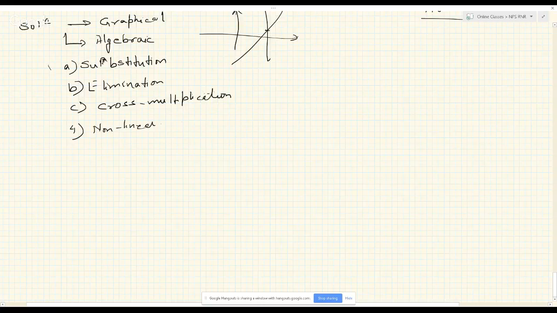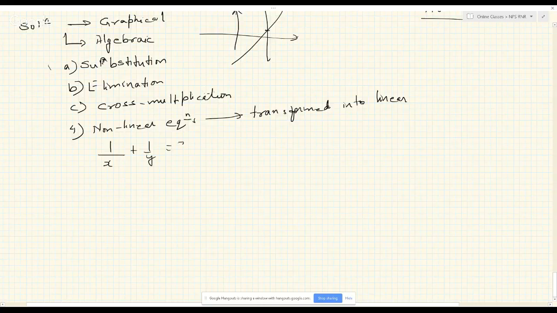Non-linear equations transformed into linear. An example was the one we just solved: 1 by x plus 1 by y is 2, and 2 upon x minus 3 upon y is equal to 7. These are non-linear equations, but they can easily be transformed into linear by assuming what? u equals 1 by x and v equals 1 by y, like that.